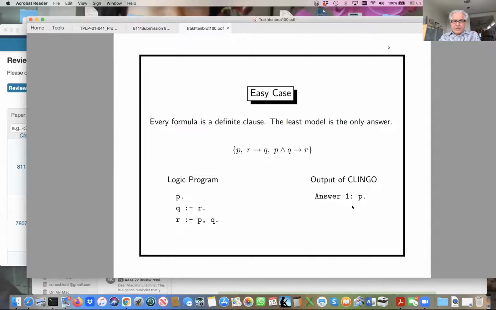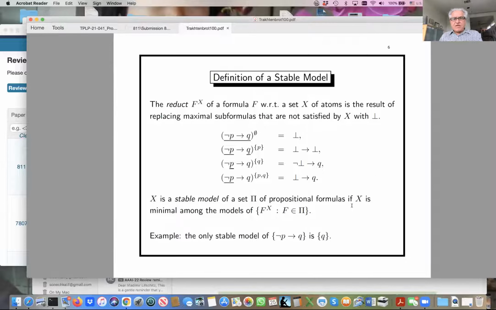Now, the general definition deals with arbitrary sets of propositional formulas. So I'm going to define when a set of atoms is considered a stable model of a given set Pi of propositional formulas. And this definition is based on this auxiliary definition of the reduct. So what we'll define first is, when we are given a propositional formula F and a set X of atoms, how we reduce F with respect to X.